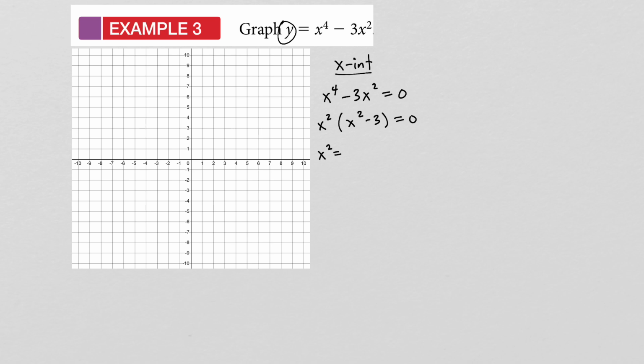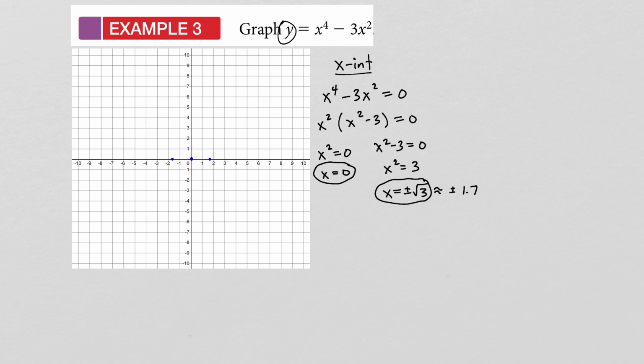And then if I set x squared equal to 0, that's going to give us x equals 0. And if I set x squared minus 3 equal to 0, that gives us x squared equals 3. And taking the square root of both sides gives us plus or minus the square root of 3, and that is about plus or minus 1.7. That's an approximation, okay? So we have 3 x-intercepts. We have 0, and we have 1.7, which is right about there, and negative 1.7, which is right about there. And I'm not going to bother with finding the y-intercept because I already have it right here.